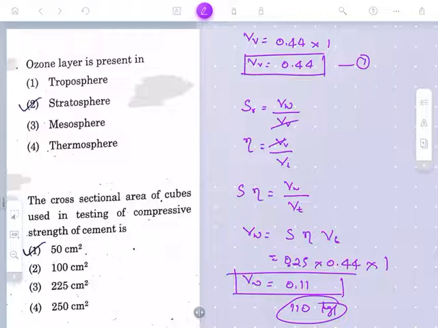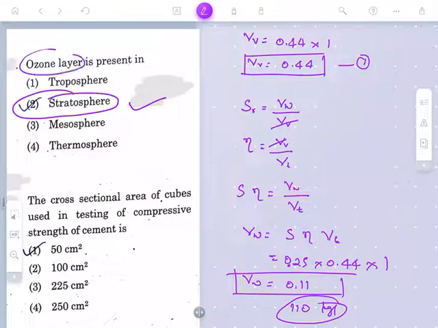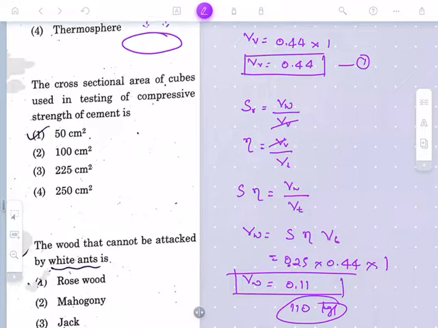Ozone layer is present in, okay, this is also a general question. There are 4 to 5 layers of the atmosphere: troposphere, stratosphere, mesosphere, thermosphere or ionosphere, and exosphere. Normally the ozone layer is present in the stratosphere. This ozone layer controls the UV radiation coming from the sun. This is the most important layer in our atmosphere, because of this life is normal.